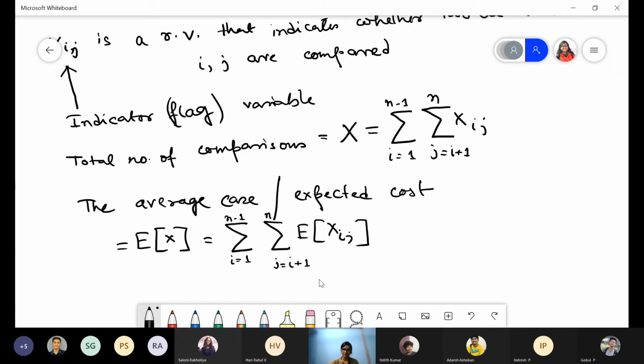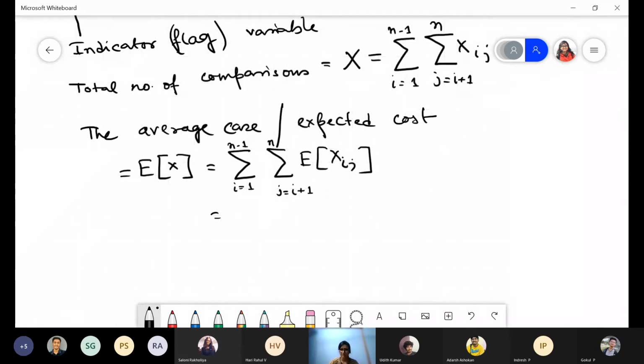Now what is the expectation of a random variable? You know what that is? Probably in school you have learned these things. The expectation of a random variable means we take 1 times the probability of occurrence of that event plus 0 times the probability that the event does not occur. So that is the expected value.